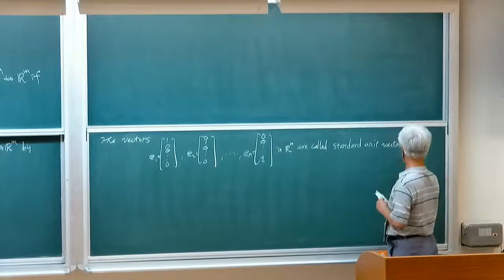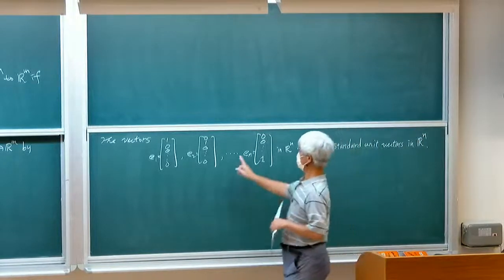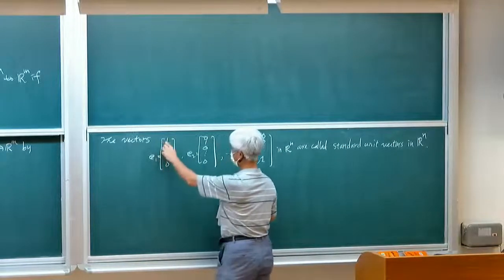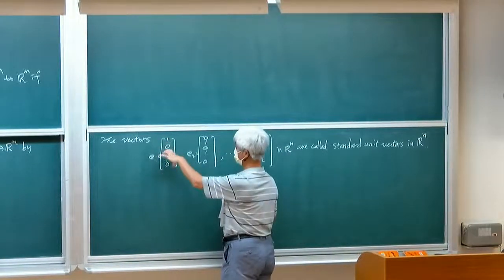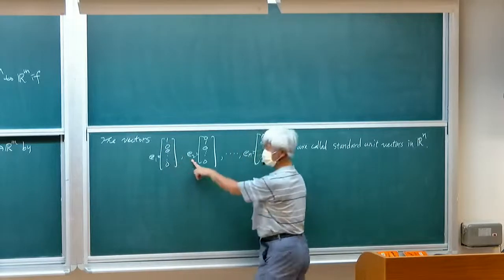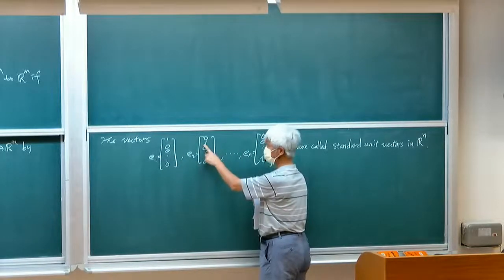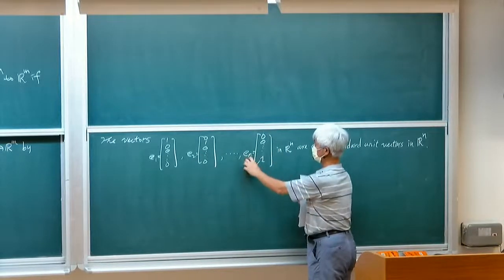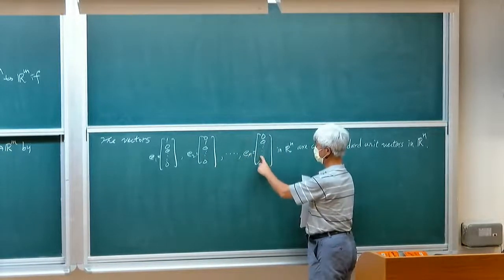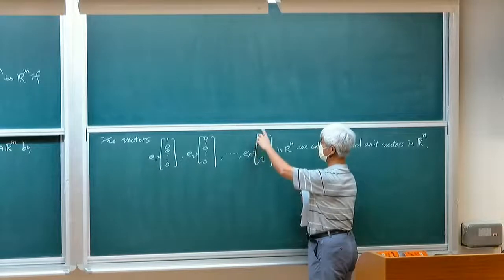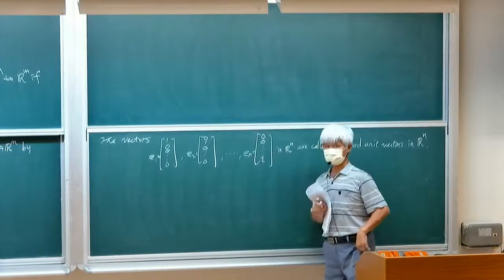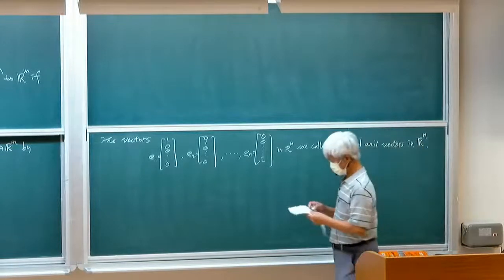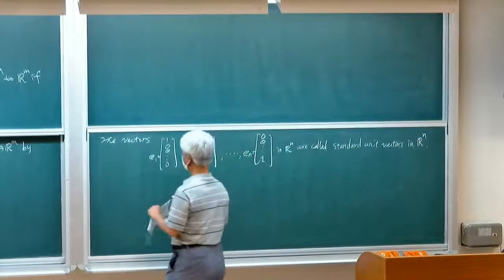All right, so in Rn we have n standard unit vectors. So e1 is that the first component is 1, but the rest of the components are zeros. e2 is that the second component is 1, but the rest of the components are 0. Up to en, except the last component, which is 1, other components are zeros. All right, so they are called standard unit vectors.